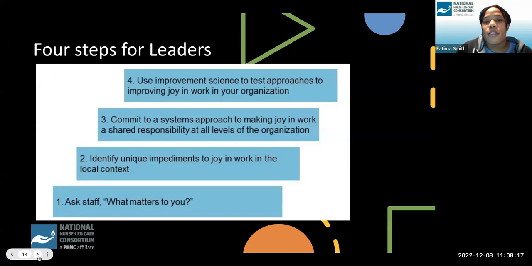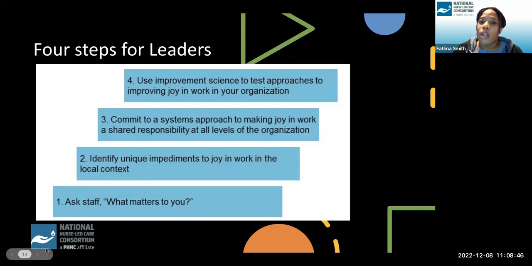This slide outlines 4 steps leaders at all levels can take to support joy in work. The steps are depicted as stairs to illustrate that each step serves as the foundation for the steps that follow. So for the first one, leaders are encouraged to engage colleagues and staff to identify what matters to them in their work. The second one is to identify the processes, issues, and circumstances that are impediments to what matters, the pebbles in their shoes.